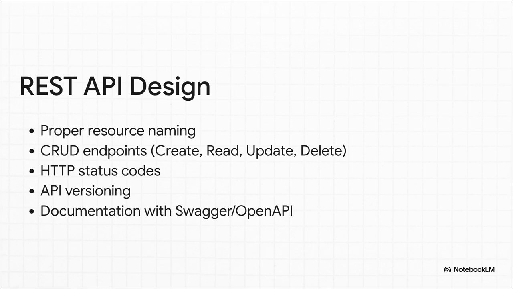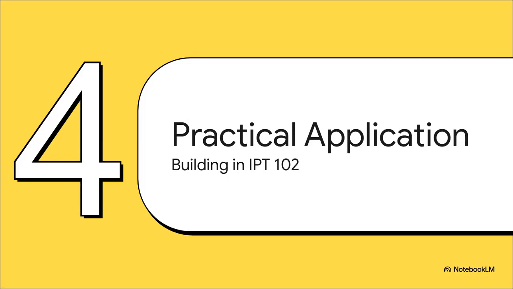Because to hit course learning outcome 2, you're not just duct taping things together, you are engineering them. You're going to master proper resource naming conventions, setting up CRUD endpoints, create, read, update, and delete. You'll learn exactly which HTTP status codes to throw so the client knows what's up, how to handle API versioning, and how to properly document the whole shebang using industry standards like Swagger or OpenAPI. All right, part 4, practical application in IPT 102.